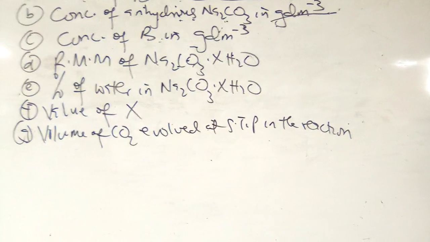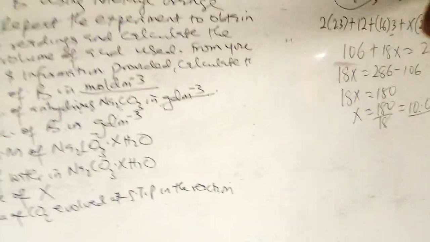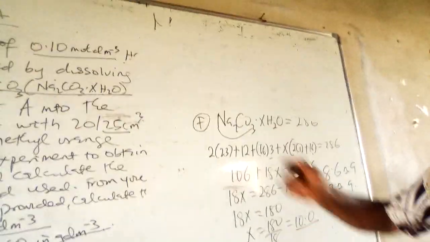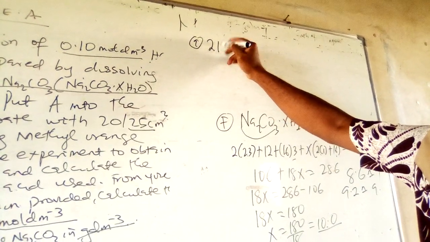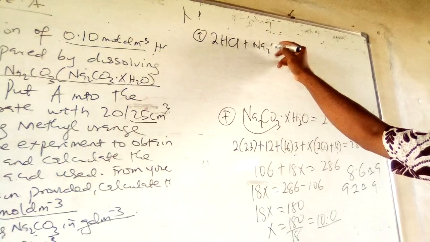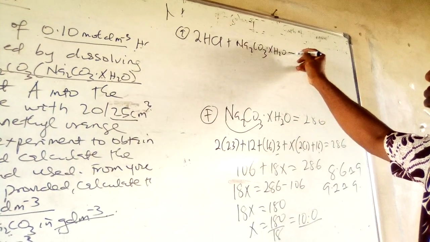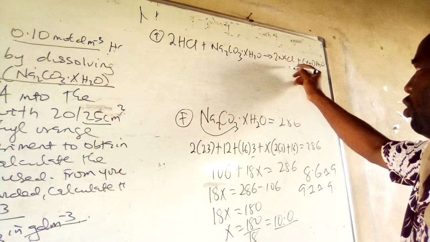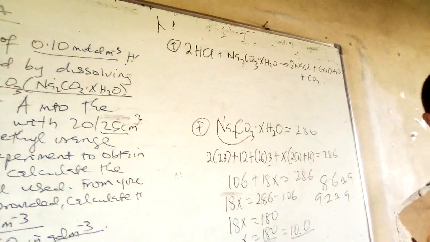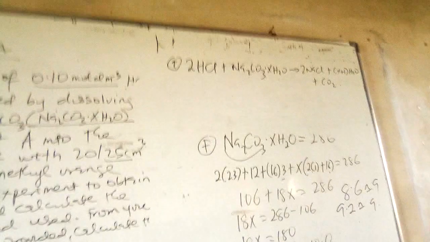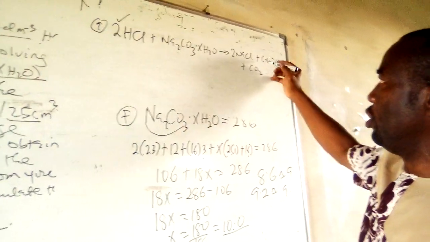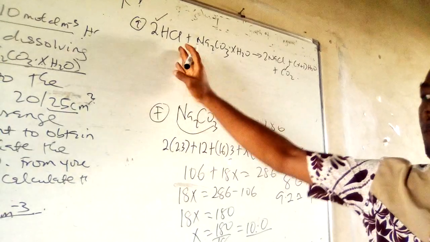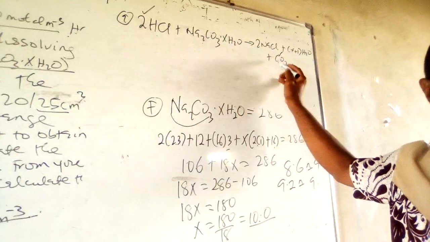Then the final question says the volume of CO2 gas liberated during the reaction. For this one, you have to work from the stoichiometry of the equation. You have to go back to the balanced equation given to you. Volume of CO2 liberated during the reaction. In the reaction, you can connect either HCl to CO2 if you want, or since it did not mention any reagent for you, you can connect HCl to CO2, or you can connect the carbonate to CO2.